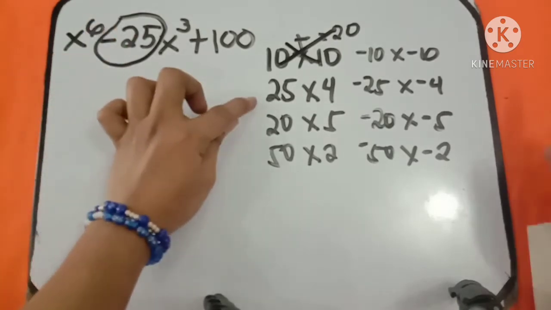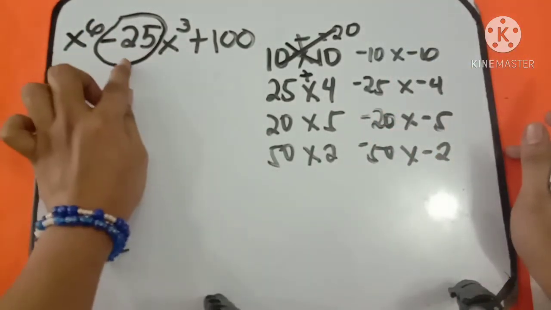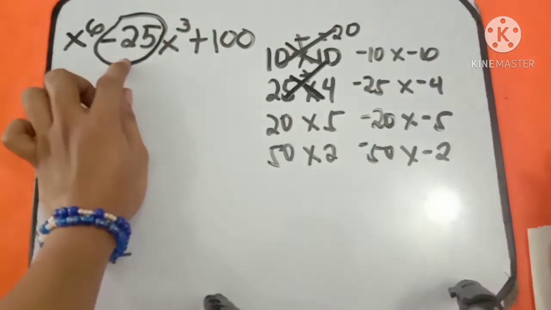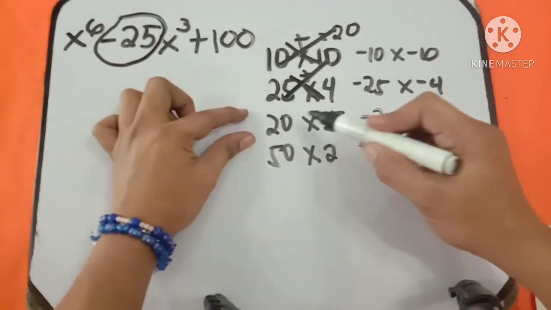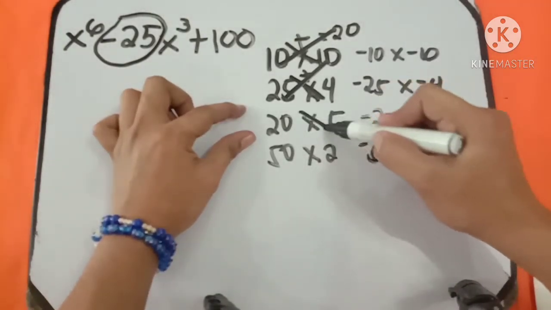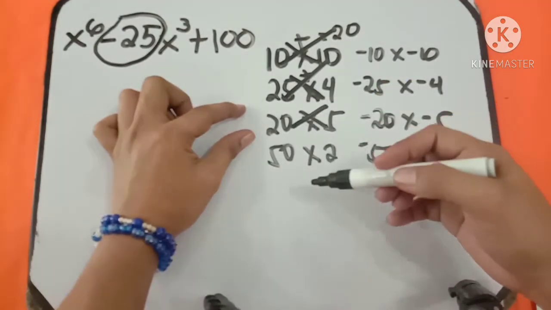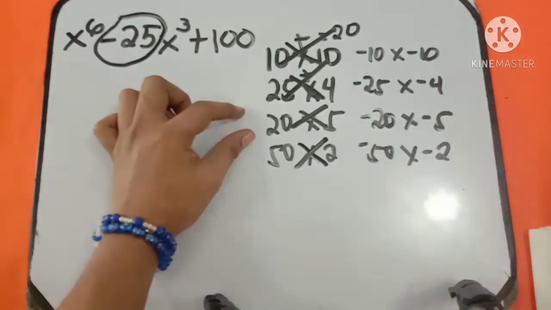How about 25 plus 4 is 29? But this is negative 25, so that is not equal. So we cross that factor. Then 20 plus 5 is 25, automatically not equal to negative 25. Then 50 plus 2 is 52, automatically not negative 25.